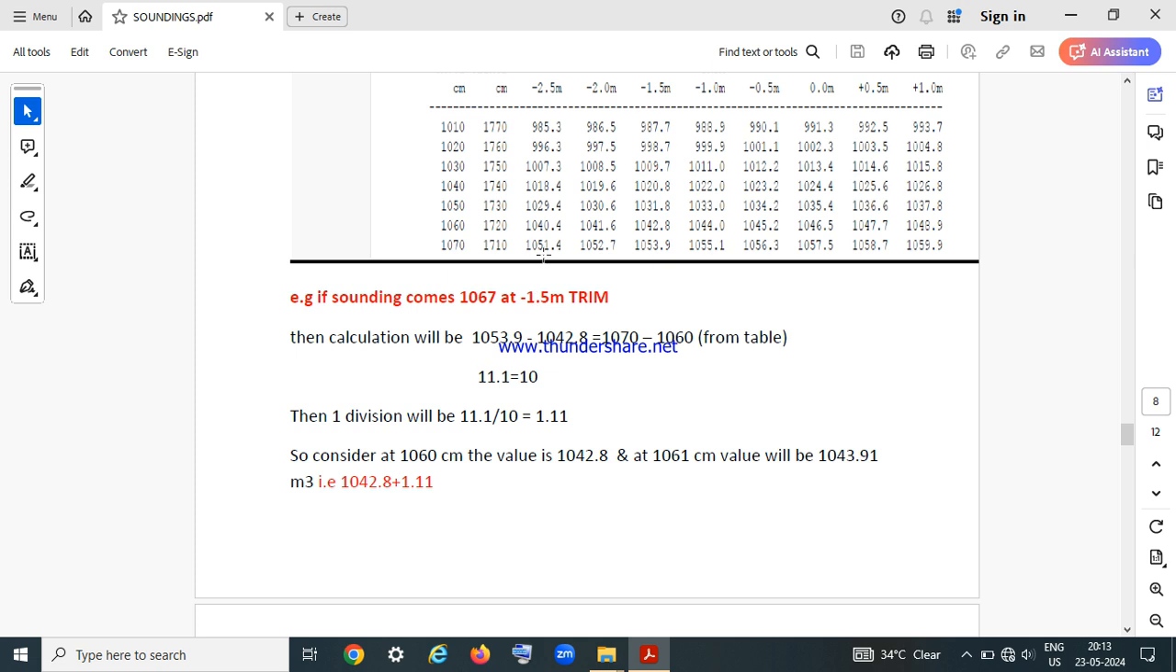At 1061 we have passed one division. So we add the value we got after calculating this: 1.11 plus 1042.8 at 1.5 meter trim. This is at 1061 centimeter sounding. But here we want the sounding for 1067. From 1060 to 1067 means 7 divisions. So 7 multiplied by this value, plus what value was coming at 1060 at minus 1.5 trim, 1042.8.